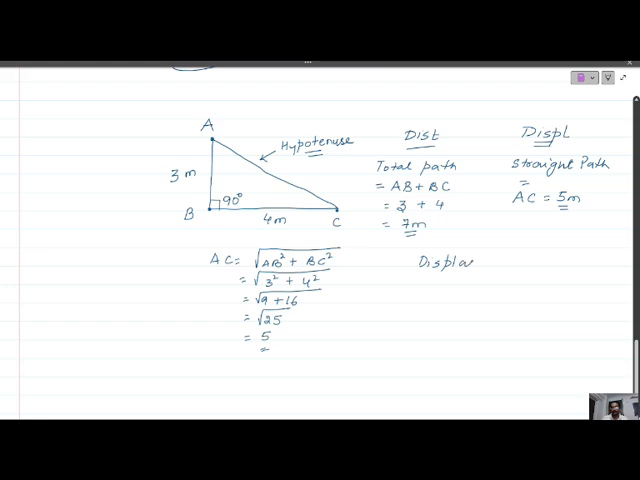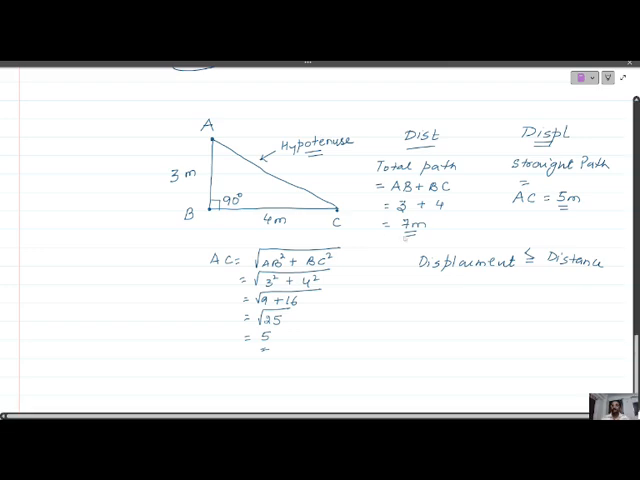Now this brings us to another very interesting conclusion. Displacement is either equal to or less than distance. Displacement can never ever be more than distance. It will always be at the max equal to, or almost always less than, distance. Fine. We'll do some more questions trying to understand what is distance and displacement.